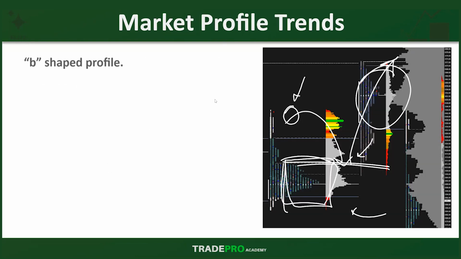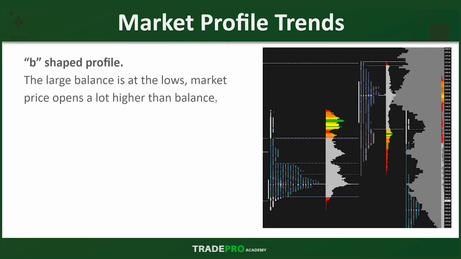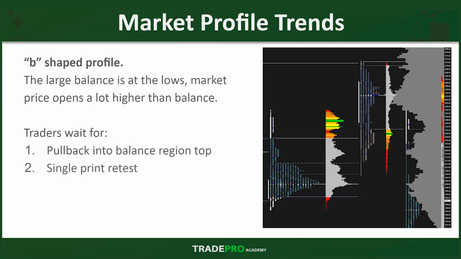So even though this is a B-shaped profile, the large balance at the lows, right, where the market price opens a lot higher than the balance, traders will wait for a pullback into the balance region top, where the single print retest, if there is a single print, and you're looking to go long for that expansionary move.